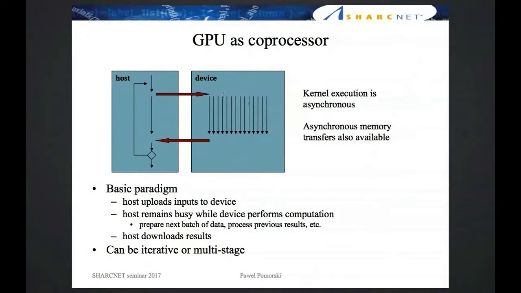And then once the data has been transferred, you run a massively multi-threaded function called the kernel. So this is what these arrows correspond to. While this is running, the host can be doing something else. These are asynchronous devices. But at some point, the host needs the results back from the device.